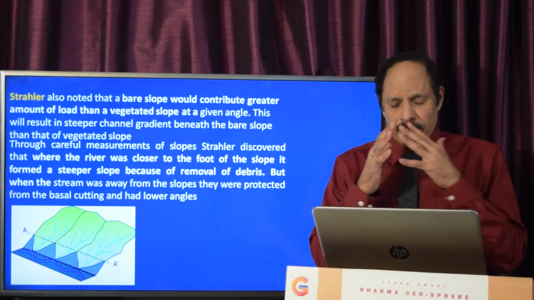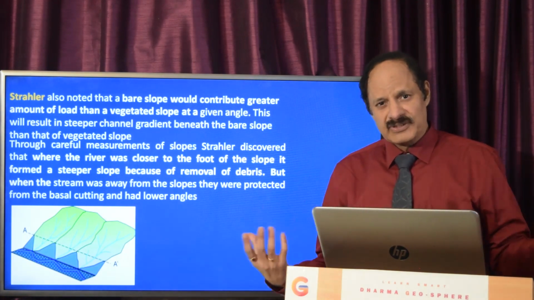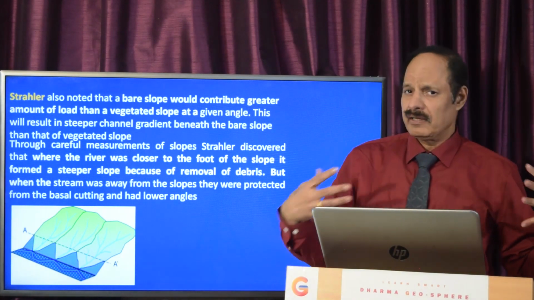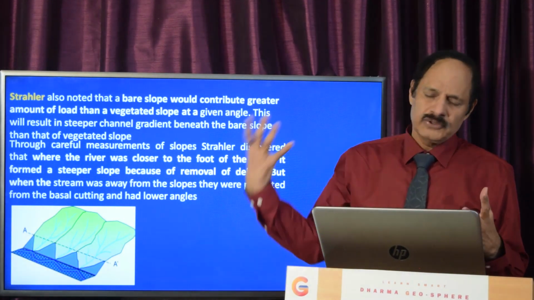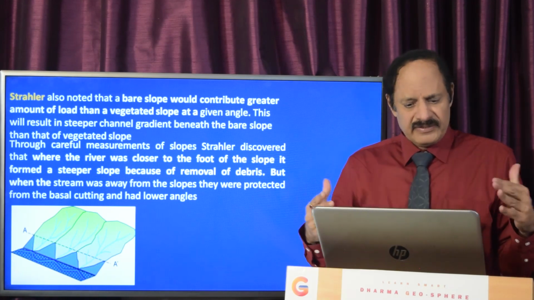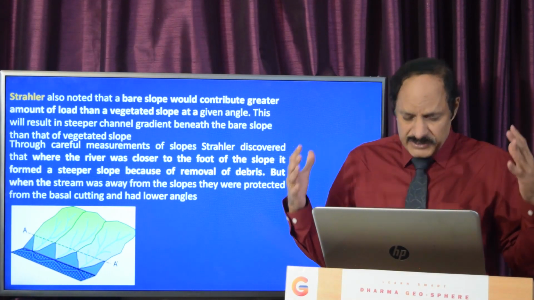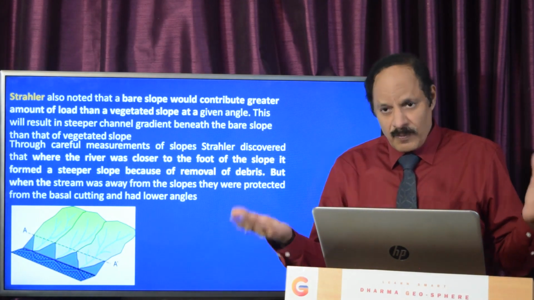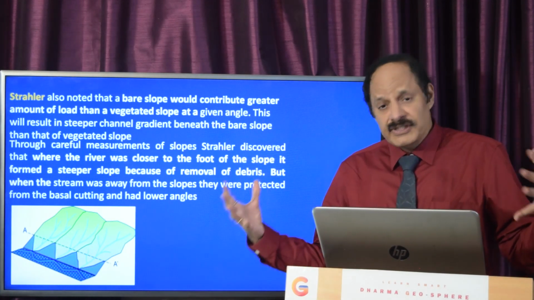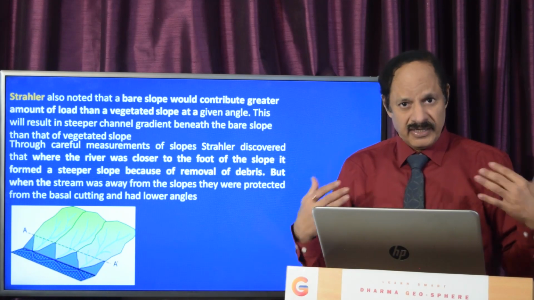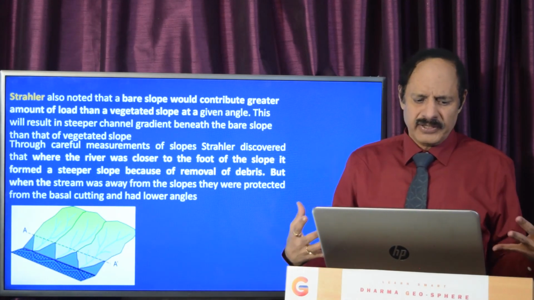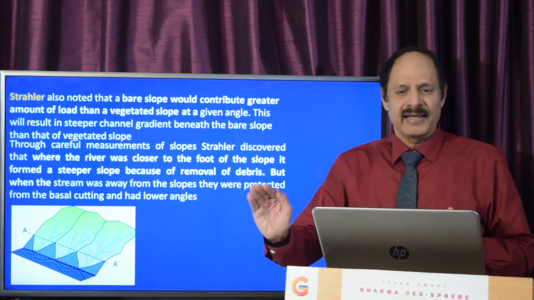In fact, this concept actually revolutionized the field, and there were several studies on vegetated slopes, particularly relating to how the soil affects the slope and how the slopes in turn affect the soil. So he made some very careful measurements of slope. He discovered that where the river was closer to the foot of the slope, it formed a steeper slope because of the removal of the debris by the river. The same concepts were used again by King and others, who studied the sea coast and found how the waves of the sea control and contribute to different slope development. But when the stream was away from the slopes, they were protected from basal cutting and had much lower angles.